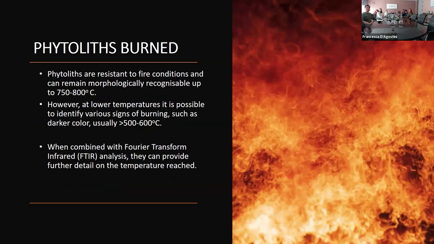The burning of phytoliths. This is very important particularly for the sites that I work. I work a lot with fire and hearths. So phytoliths are resistant to fire conditions and can remain morphologically recognizable up to 750 and 800 degrees. However, at lower temperatures, there are already some signs of burning, such as the darker color that usually appears at 550, more or less, 600. And another tool that we use a lot is the Fourier transform infrared spectroscopy, the FTIR, that can provide together with the phytoliths a higher detail on the temperature. We will show an example of that.